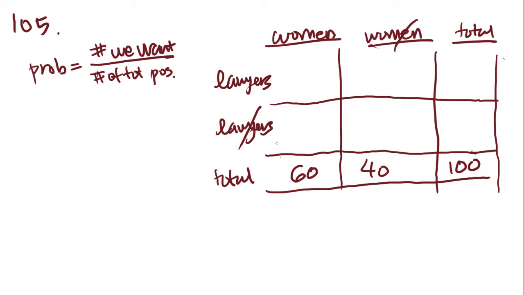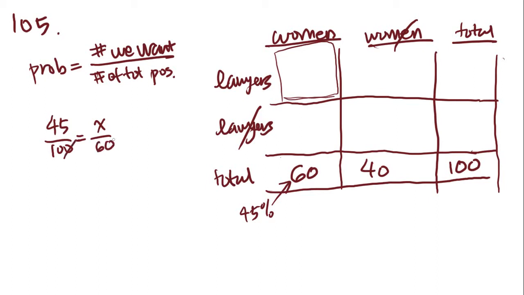They also tell us that 45% of the women, so 45% of these people, are lawyers. So the people who are women and lawyers is going to be 45% of 60. Let's figure out what that is. 45% of 60 is going to be x equals, let's see, 4.5 times 6. That is going to get us 27. So there are 27 women who are also lawyers.